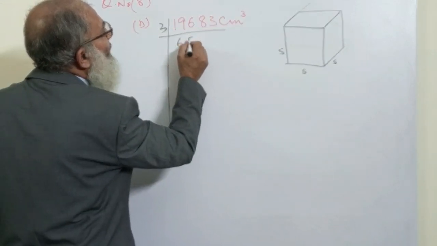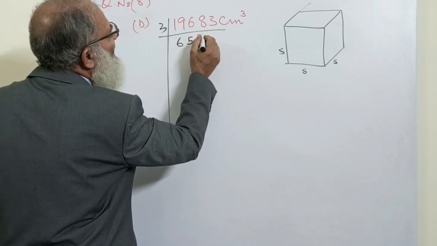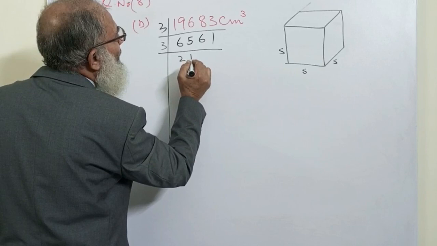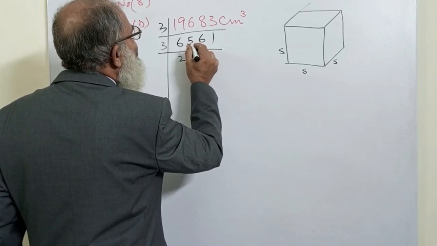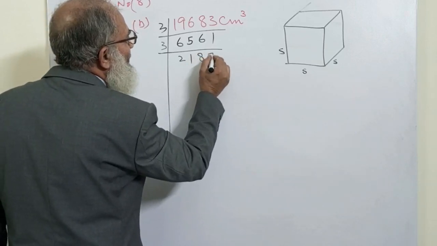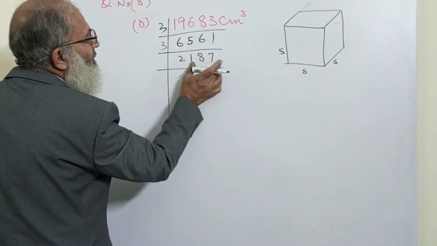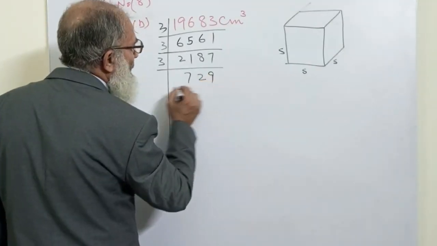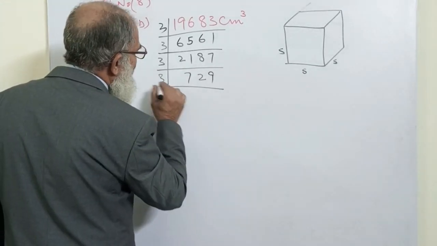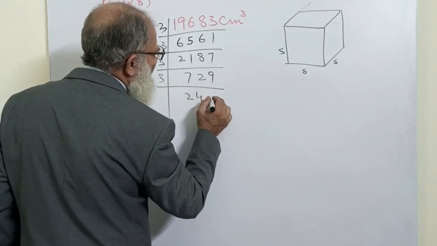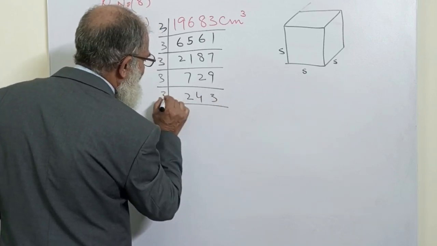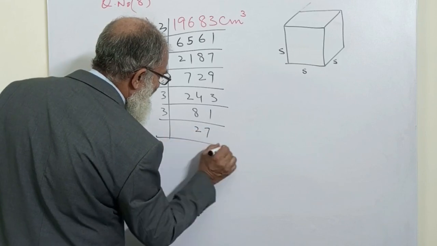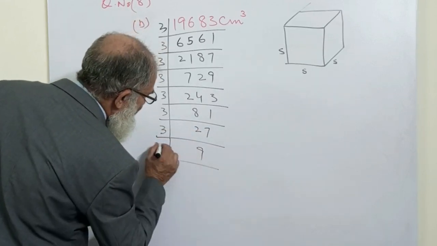So 3 6s are 18, 3 5s are 15, and 1 3 6s are 18, and 1 again. Again 3. 3 2s, 3 1s, 3 8s and 3 7s. Again 3. 7 2, 9. 3 again. 3 2s, 3 4s, and 3 3s. Again 3. 3 8s, 3 1s, 3 2s, 3 7s, 3 9s, 3 3s.